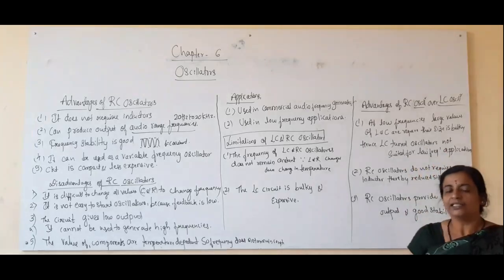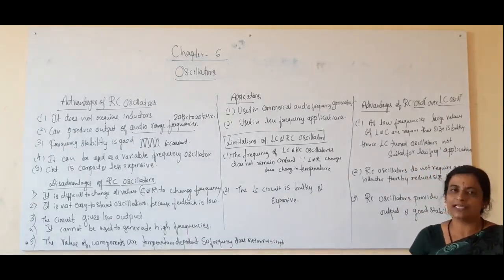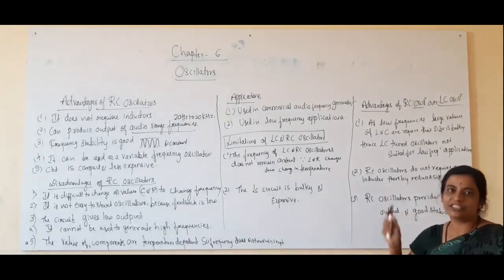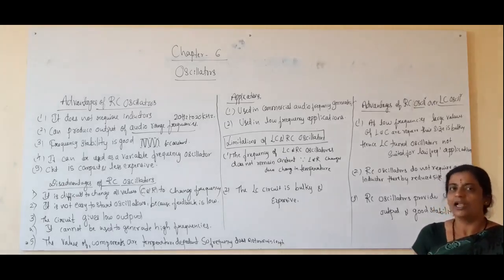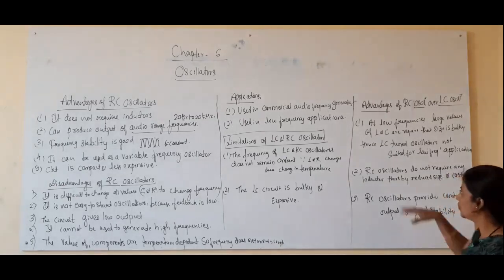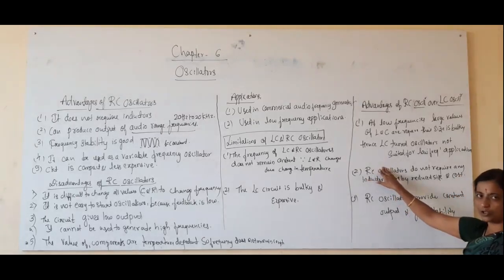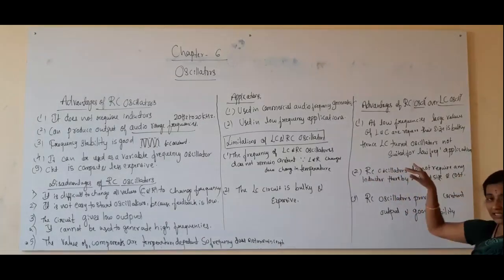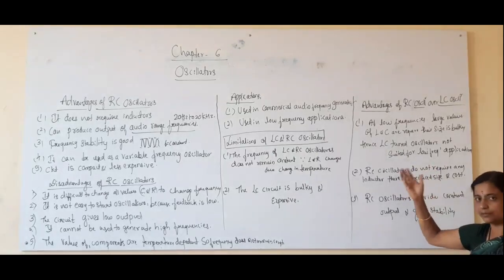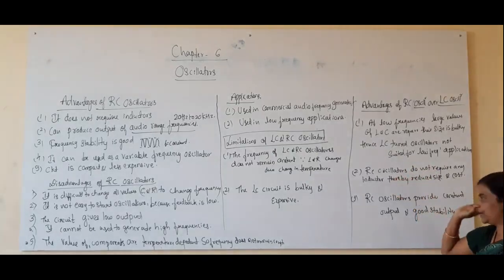These LC oscillators cannot be employed for low frequency applications. Why? Because the size of the entire LC tank or LC oscillator circuit is very bulky or large, and not only that, its cost is also very high, expensive. So because of that, LC oscillators are not employed at low frequencies, whereas RC oscillators can be used for low frequency applications.